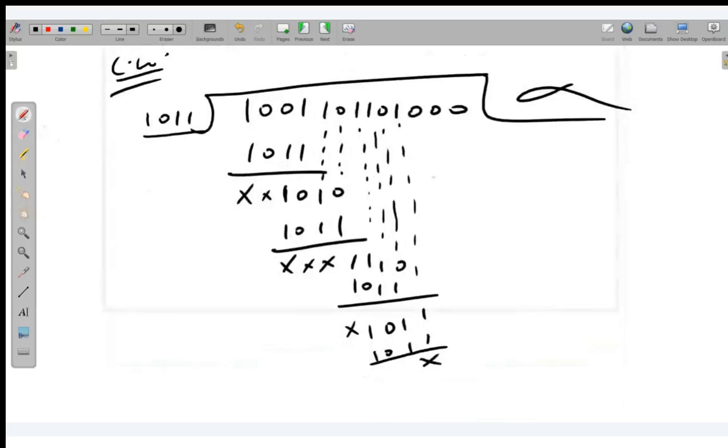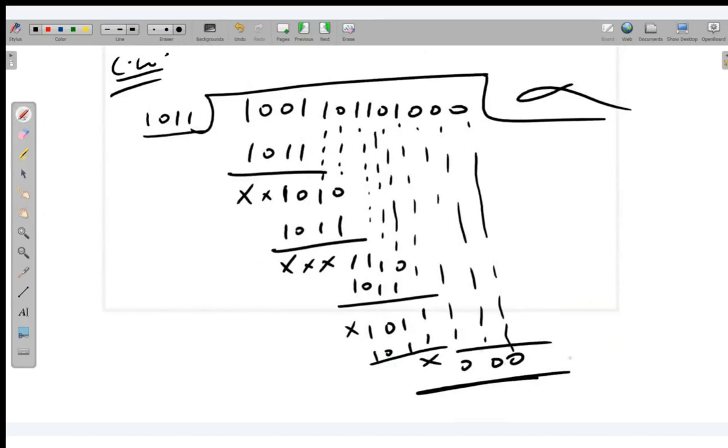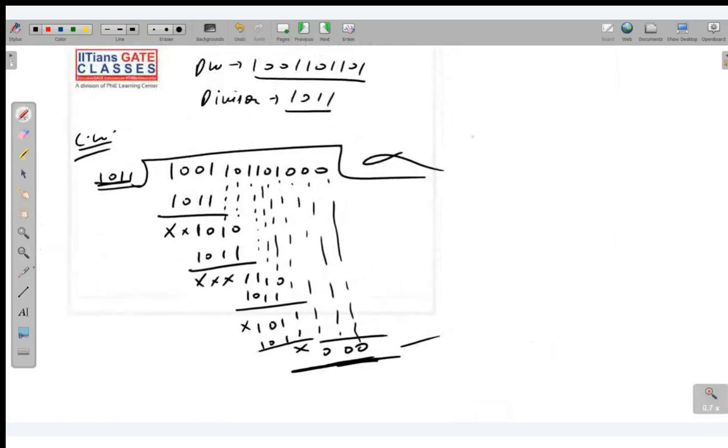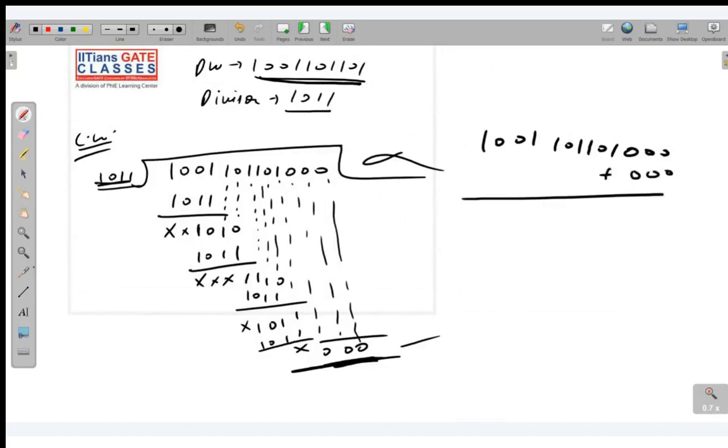So you will get here 000, 3 bits. Simply count the bits: here we have 4 bits, here we have 3 bits. Done. So now what will you do? What will be our code word? The code word will be 1001 1011 01, as it is, with 3 zeros appended, and the remainder is 000. You add the 3 bits to it, no problem. I will add it. Finally, what we will get: 1001 1011 01000. This is my final answer.